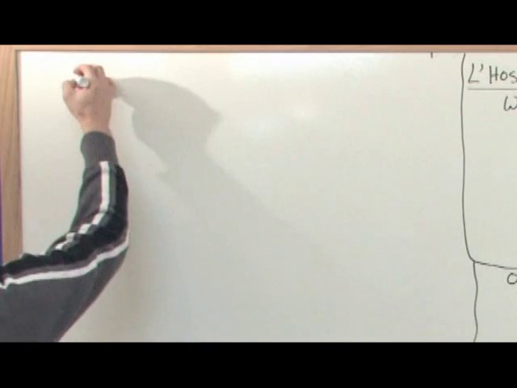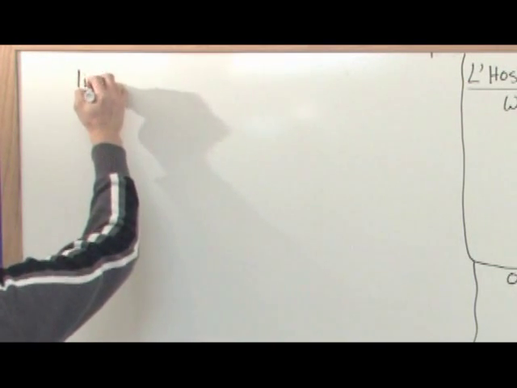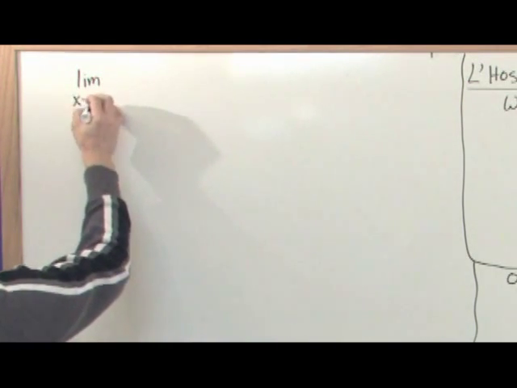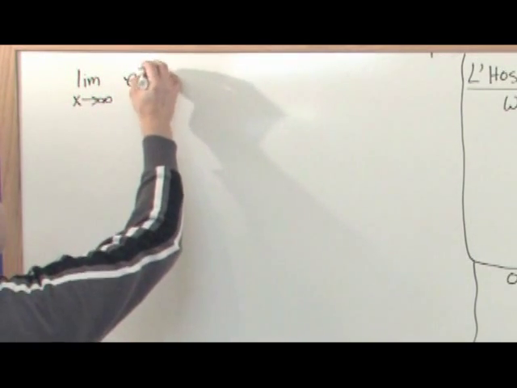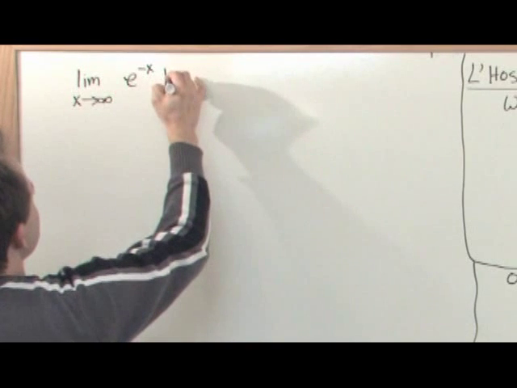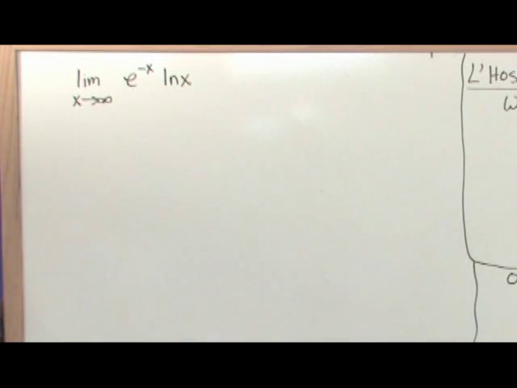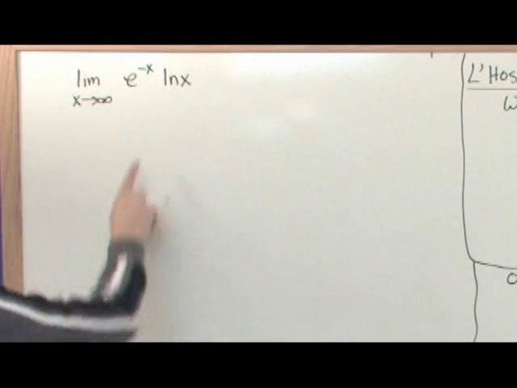Now let's switch gears a little bit and do a different kind of problem. It's the same sort of thing. We still need to evaluate the limit, but I think you'll see that it's a little bit different. It's e to the minus x times the natural log of x. That's our limit we need to evaluate. What form is this? That's the first step you should always do when evaluating limits like this. Let's plug it in.